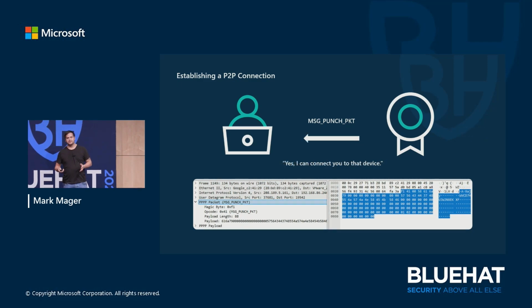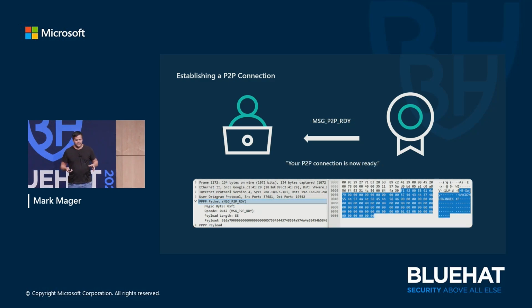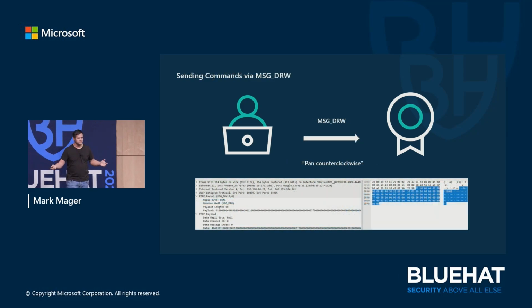The camera will respond in kind, saying that yes, you can connect to the device. And then if everything goes according to plan, the camera will respond that the peer-to-peer connection is now ready. So now the client and the camera can communicate bilaterally at this point. So this is great, but what can we really do with this, right?